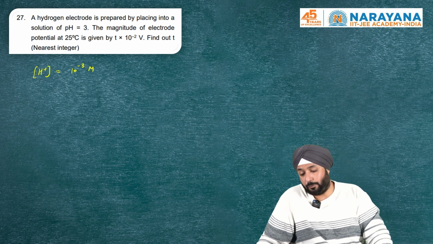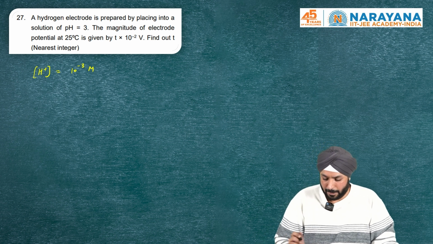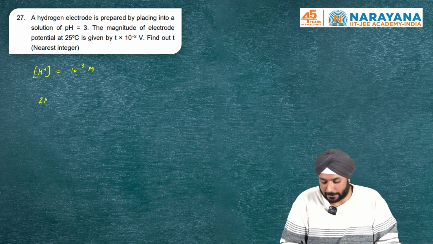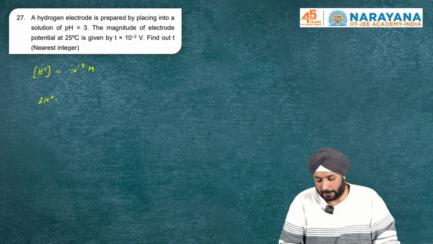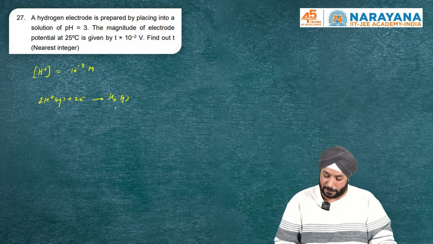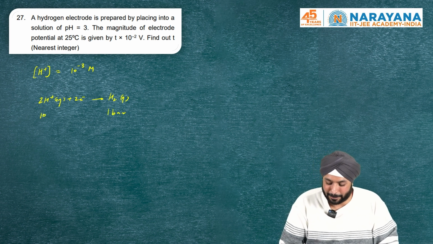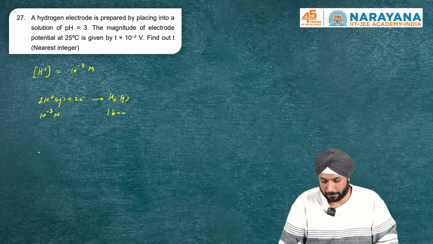They want you to find out the electrode potential, right? Very simple. Here, write down the reduction reaction: 2H plus aqueous plus 2 electrons gives hydrogen gas. When the partial pressure of hydrogen gas is not mentioned, generally take 1 bar. And the concentration of H plus, take it as 10 to the power minus 3 molar, right?